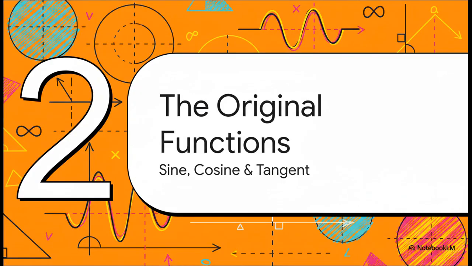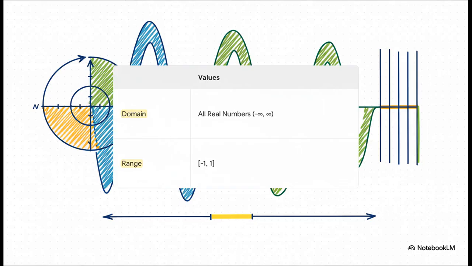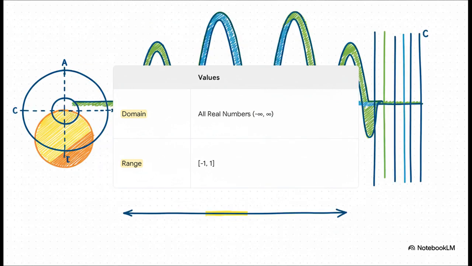Now that we've got those definitions locked in, let's see how they play out with the stars of the show, sine, cosine, and tangent. For the sine function, it's pretty simple. You can plug in literally any angle you can possibly imagine. Go ahead, try. So its domain is all real numbers, from negative infinity to positive infinity. But the output? Well, that's always trapped. Since it represents the vertical height on a unit circle, it can never go higher than 1 or lower than -1. That's its range.